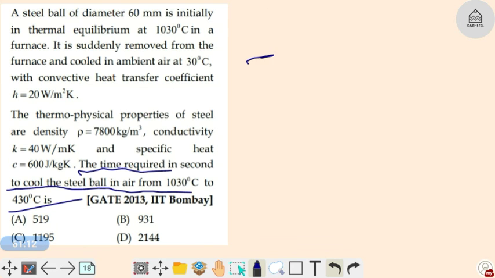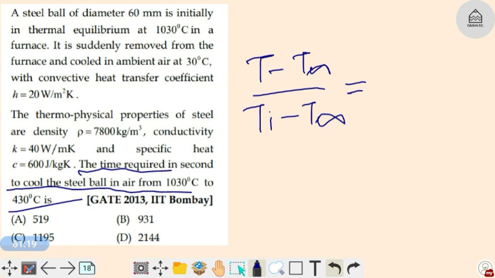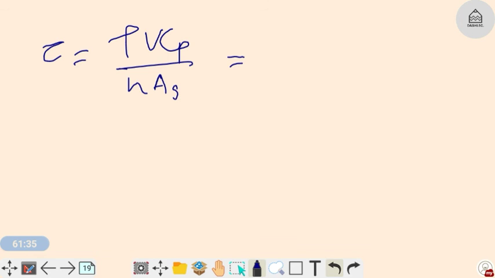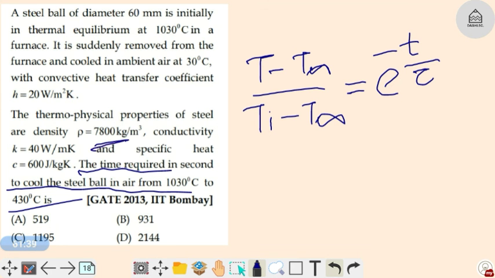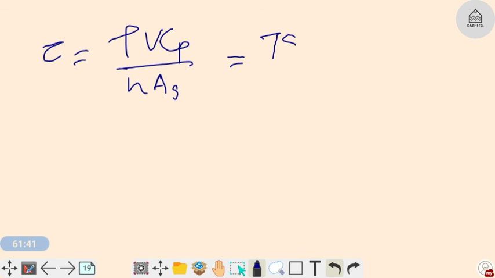What was our formula? T minus T infinity divided by Ti minus T infinity is equal to e to the power minus t by tau. First thing first, I need to find out the tau. Tau is rho V Cp divided by h A_s. What is the rho? 7800. What is V? V is 4 by 3 pi r cube.